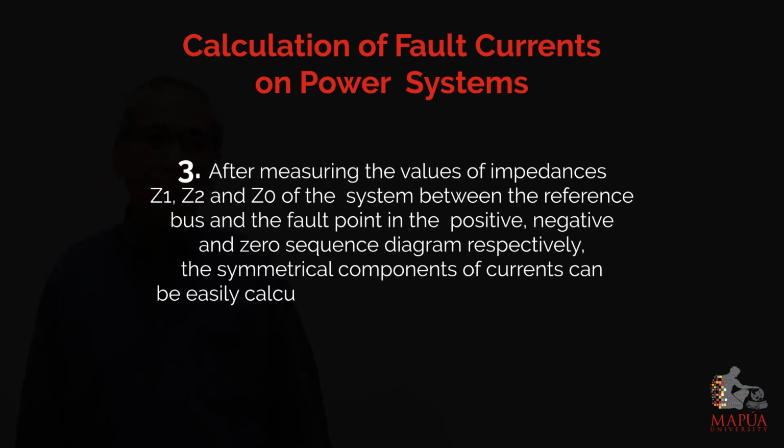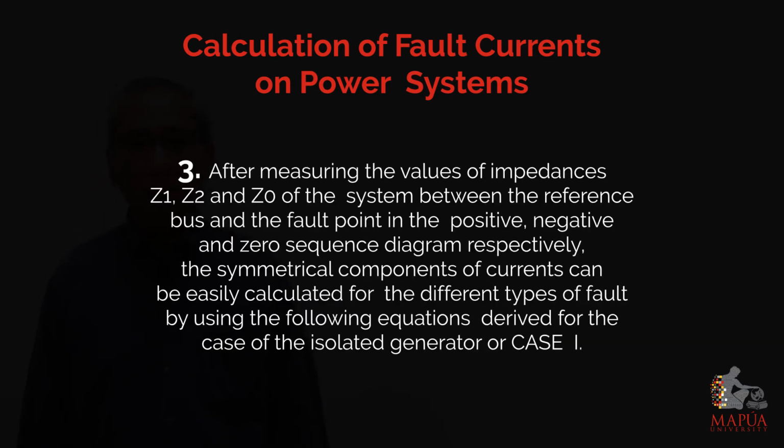And third, after measuring the values of the impedances Z1, Z2, and Z0 of the system between the reference bus and the fault point in the positive, negative, and zero sequence diagrams, respectively, the symmetrical components of currents can be easily calculated for the different types of fault by using the following equations derived for the case of the isolated generator or Case 1.